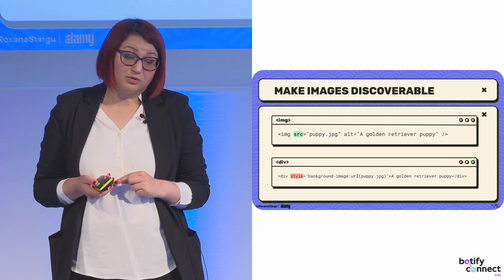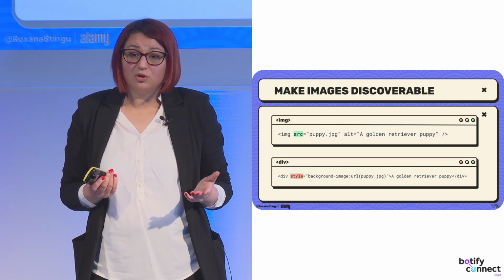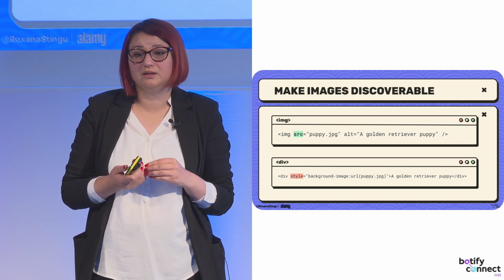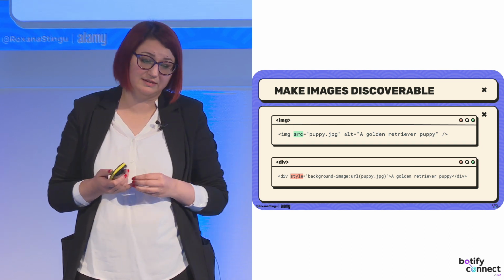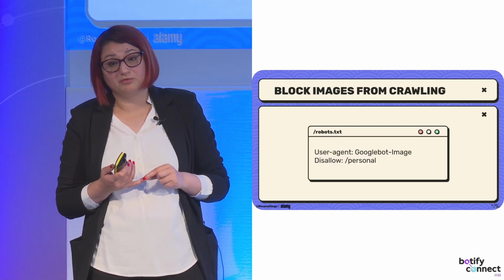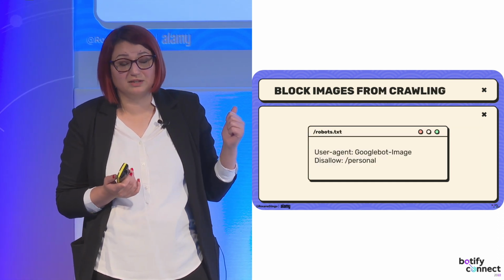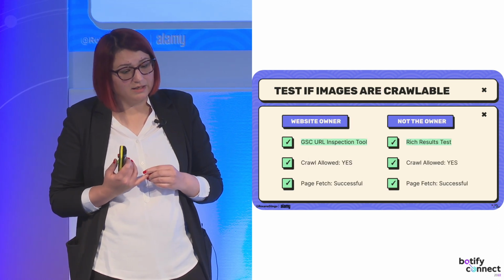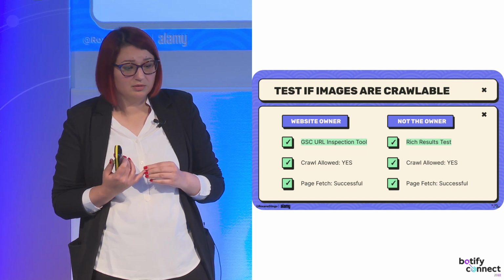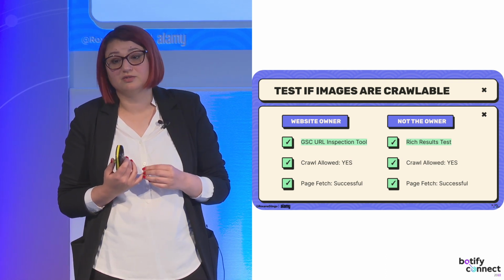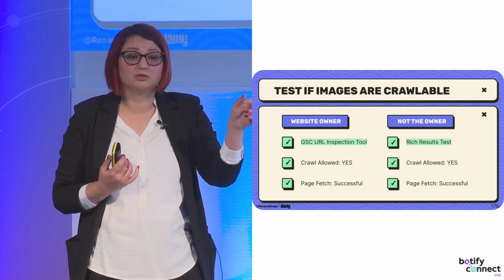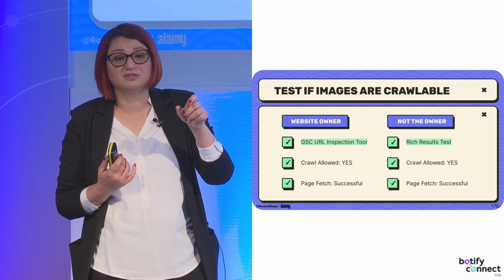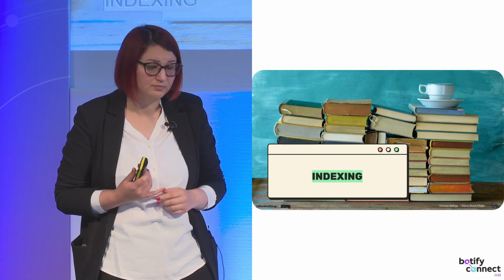You need to make images discoverable if you want them crawled. Make sure they're added in a SRC attribute and not as background or part of CSS. But if you do want to keep them from crawling, you can just use robots.txt to block them by invoking the Googlebot image user agent. And if you need to test if images are crawlable, it's as simple as just pasting the URL of an image in either Google Search Console or using a rich results test if you don't have access to that domain, and just seeing if Google can actually fetch it.